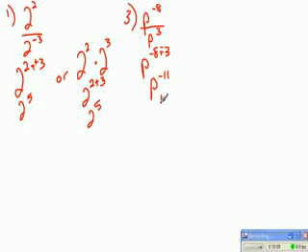So I need to get rid of that negative power, so I'm going to switch it to the denominator. Don't forget, you have to put a 1 on the top because you need something to hold that top. You have to have something there. So 1 over p to the 11th is your answer.